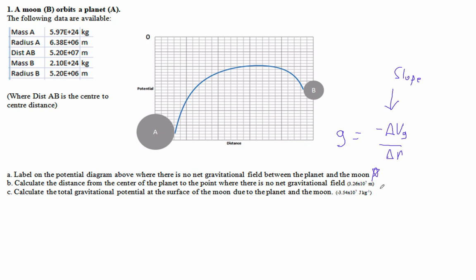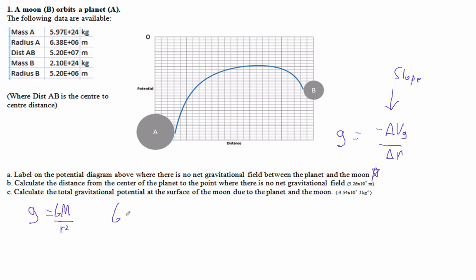Anyway, okay, so calculate the distance from the center of the planet to the point where there's no net gravitational field. This is a tricky little problem, right? So ultimately you've got g is equal to GM over R squared, and that is actually in the data packet. The fact that electric field is KQ over R squared is not, but this one is in there. Okay, and what you do is you just set these guys equal, right?